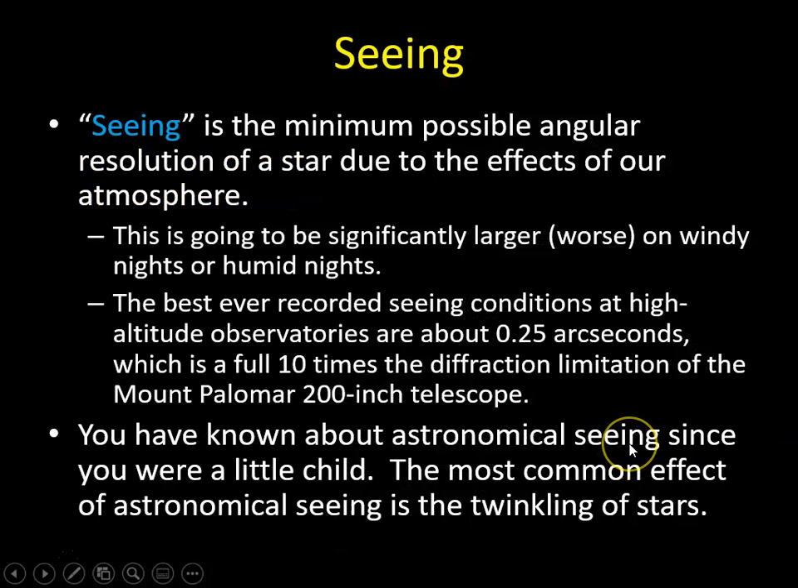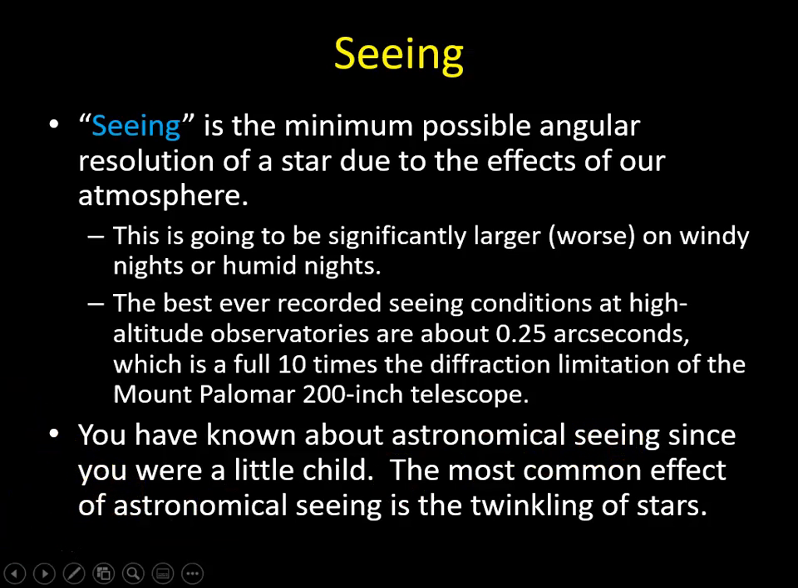So there's that instrument. Now, what about this atmospheric turbulence limit? This is what we call seeing. Seeing is the minimum possible angular resolution of a star due to the effects of our atmosphere. Remember, stars are so far away that they should appear like points. So if they don't appear like points, that's because of either the limit from the laws of physics, the diffraction limit, or atmospheric turbulence.